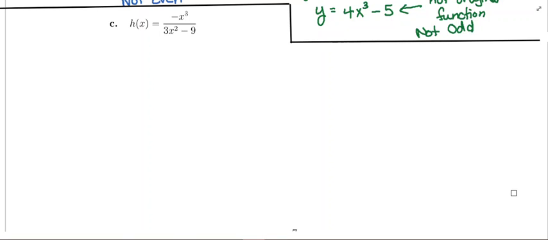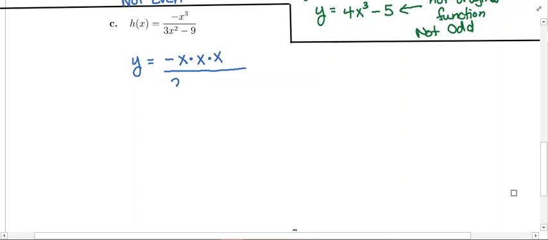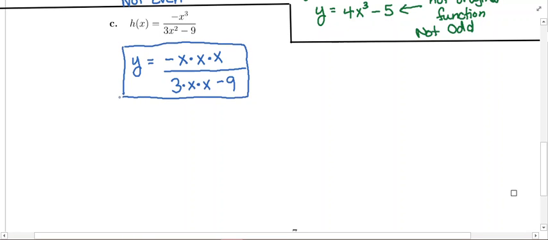The first thing, as always, we need to rewrite this function in a more workable format. So we are going to change the h of x over to y, and then we need to break down the exponents on the right side. In the numerator, we're going to leave the negative out front, and change the x cubed to be x times x times x. The bottom is going to be 3 times x squared. X squared is going to break down into x times x, and then we will have minus 9. So going forward, this is how we want to work with this particular function.